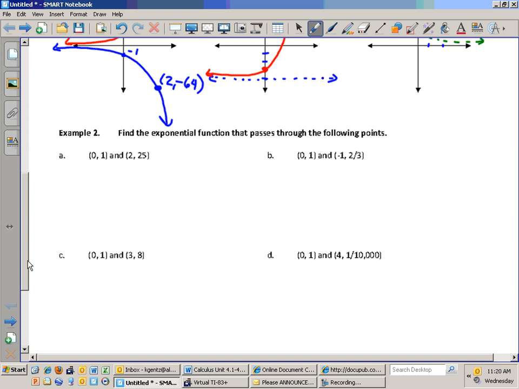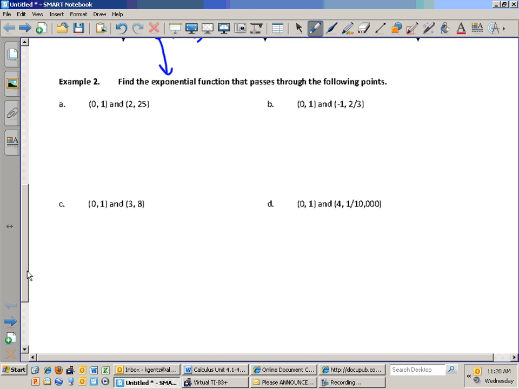Okay, let's try example 2, 4 problems. These are actually easier than the ones we just did. It says find the exponential function that passes through the following points. So we're looking for y equals a to the x. Now you don't have to draw it, but I'm going to. They do give you a graph in your book. And it passes through 0, 1, and then 2, 25. So somewhere way up there. Okay, so the graph goes something like that.